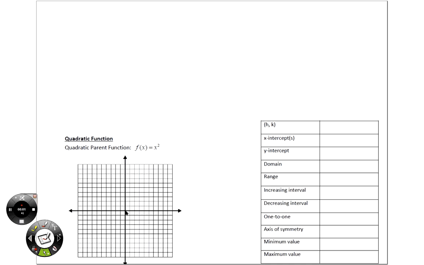Like when we graph it? Yeah, parabola, right? Kind of a U-looking shape. So the most basic of the parabola, where is its vertex? 0, 0. So we can start with that point.